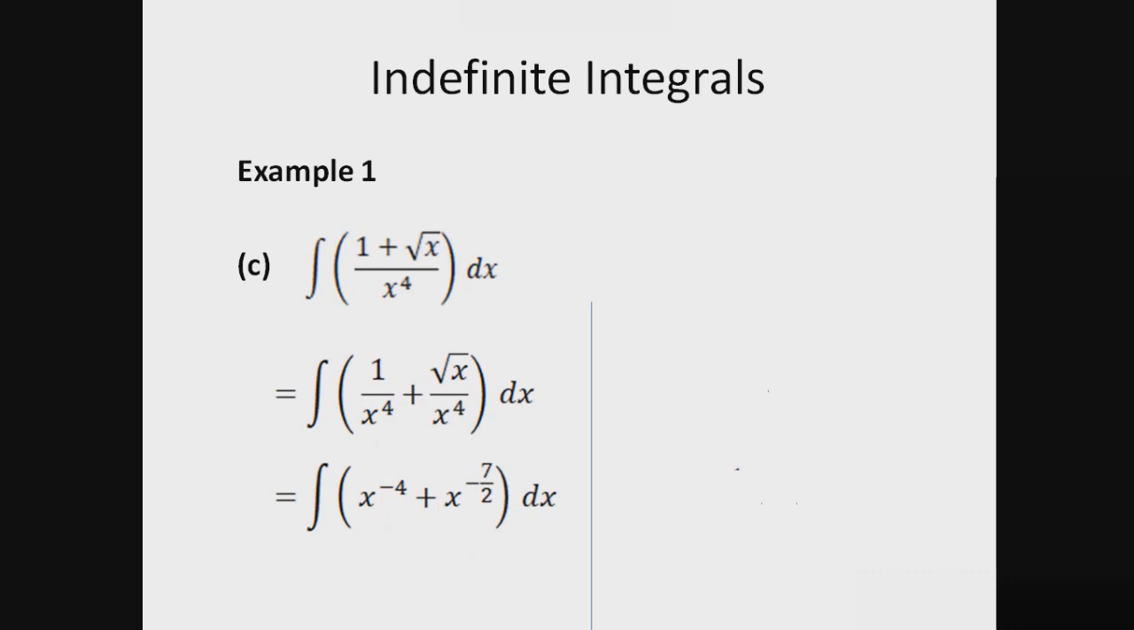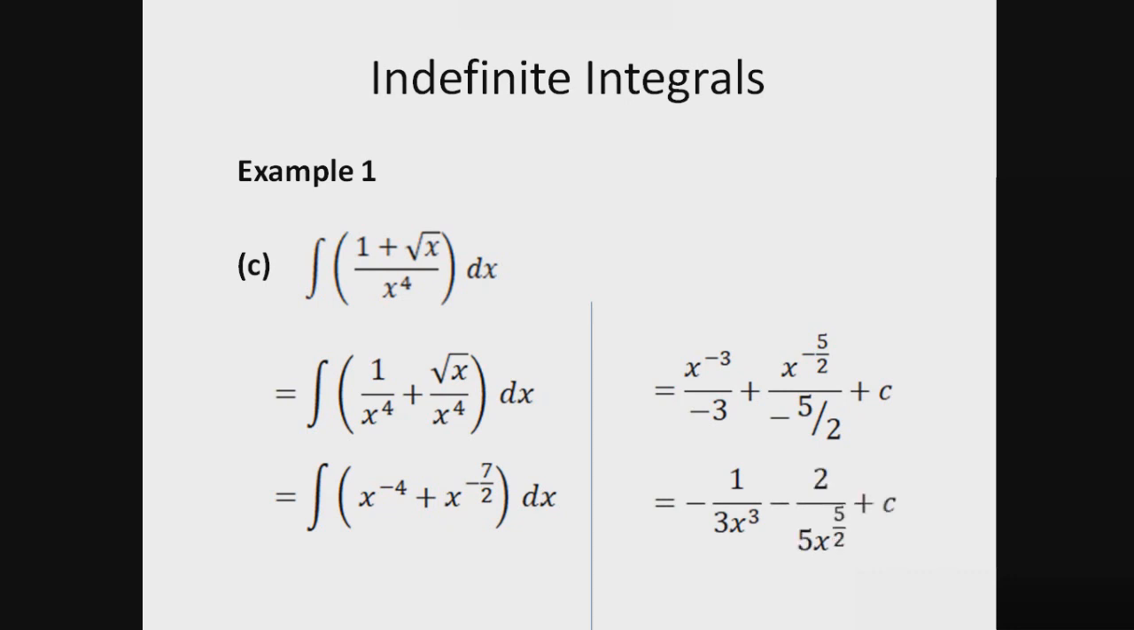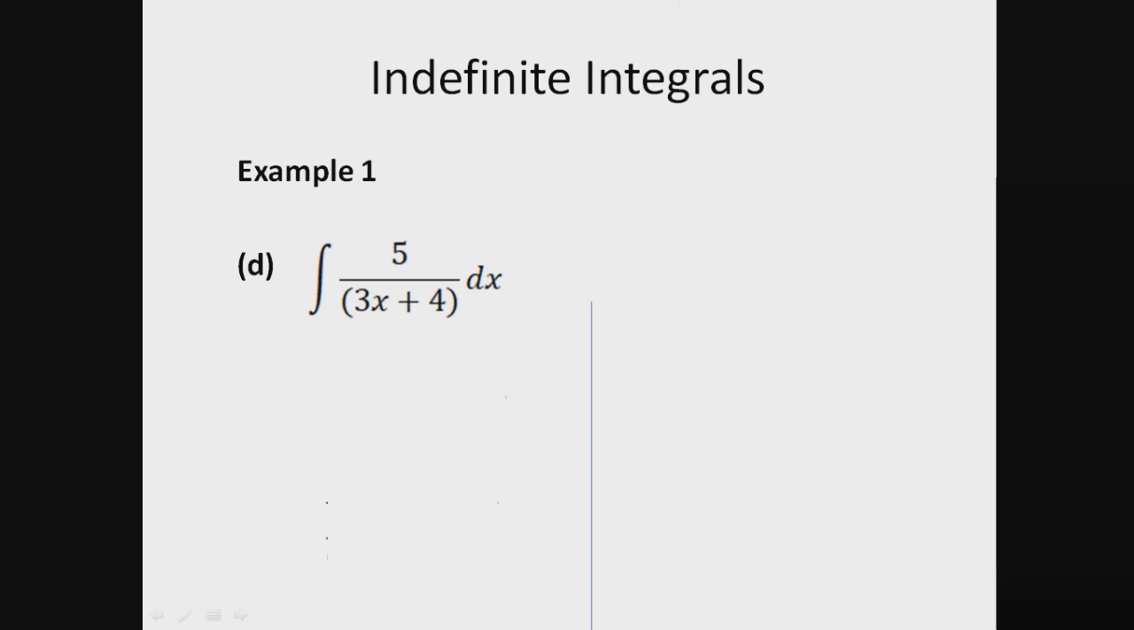Now we can integrate it. So we get x to the power of negative 3 over negative 3, because negative 4 plus 1 we get negative 3, and then plus x to the power of negative 5 over 2 over negative 5 over 2, and then plus c. And then rearrange, so we get negative 1 over 3 x to the power of 3 minus 2 over 5 x to the power of 5 over 2 plus c.